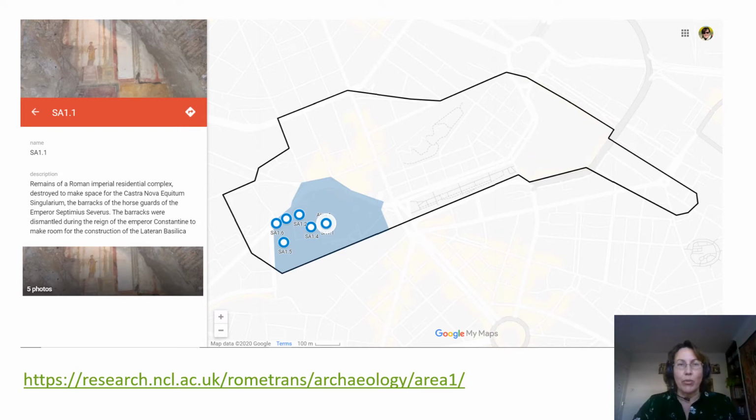You can discover more about each structural analysis area by checking the Archaeology tab of our Rome Transformed project and explore our online interactive maps, area by area.